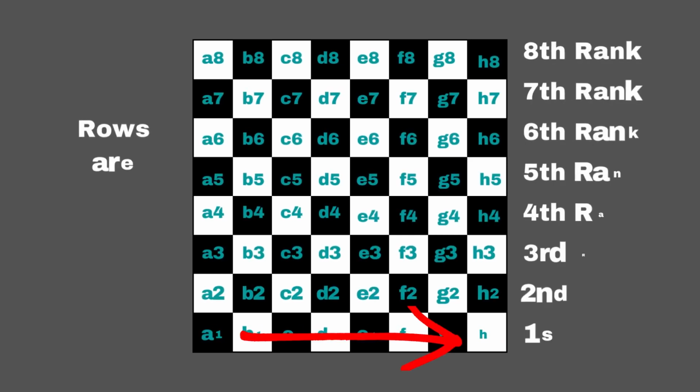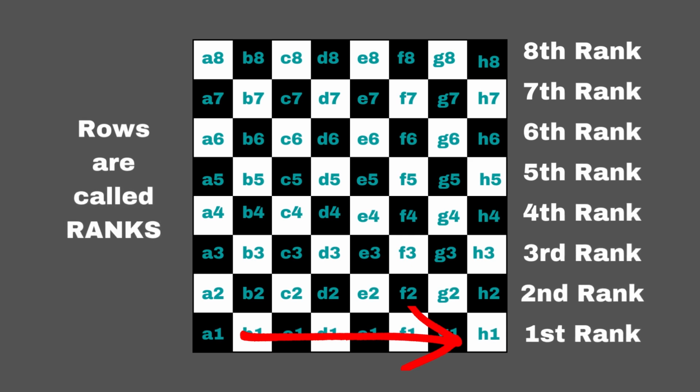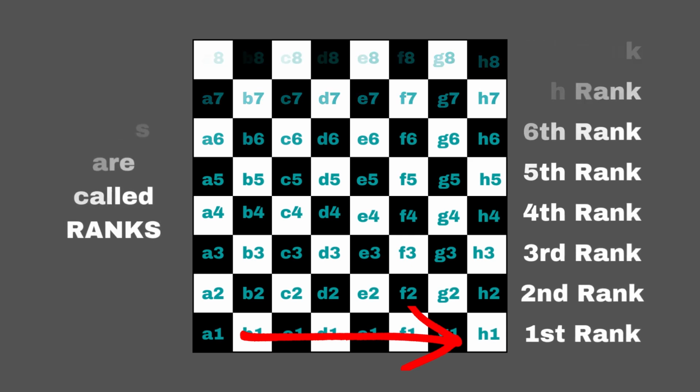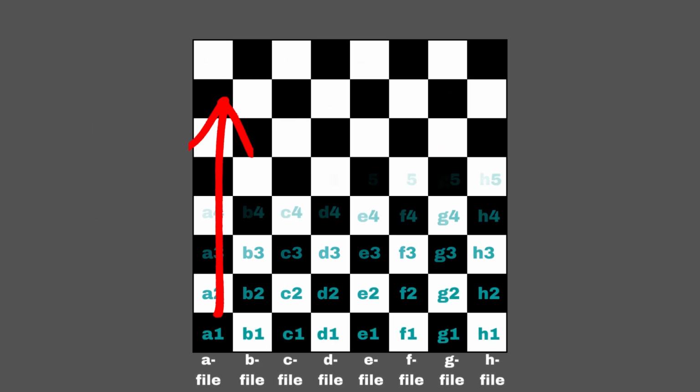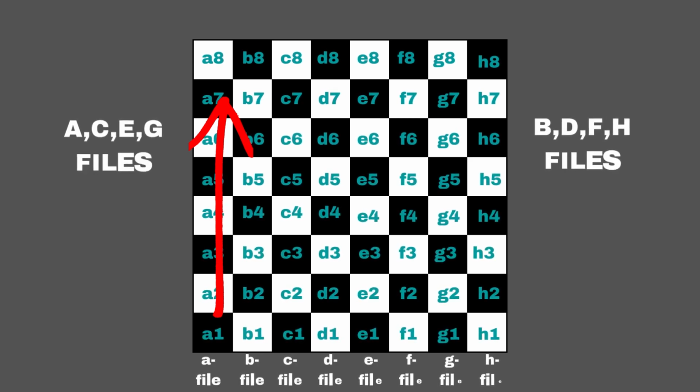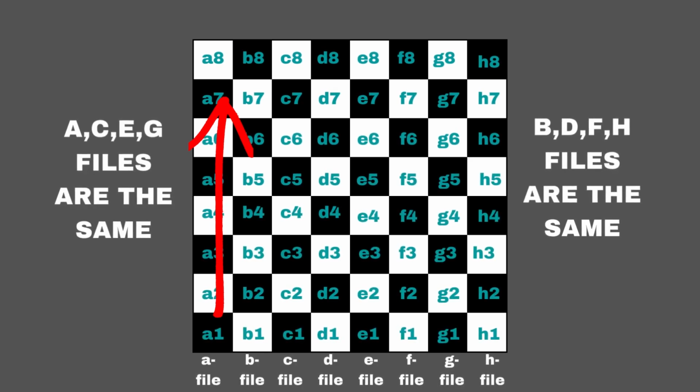All squares along horizontal or rows are called your ranks, while all squares along vertical or columns are your files. Notice that A, C, E, and G files have the same alternate square colors, and vice versa for B, D, F and H files.